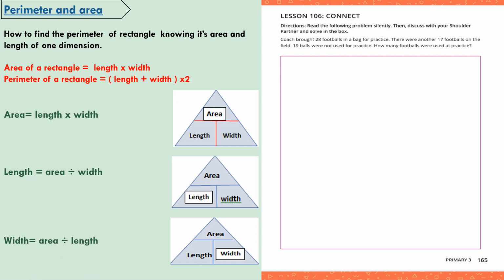Lesson 106, the connect part. Coach brought 28 footballs in a bag for practice. There were another 17 balls in the field. So, what is the total number of footballs? I will add 28 and 17. 28 plus 17 equals 45 footballs.